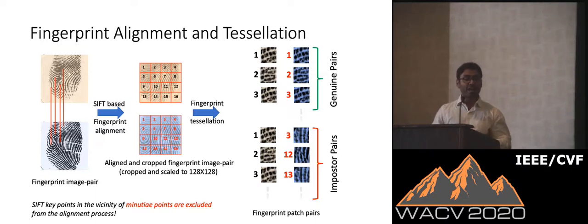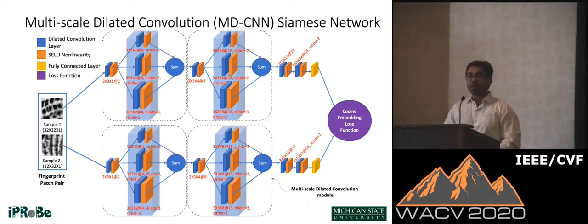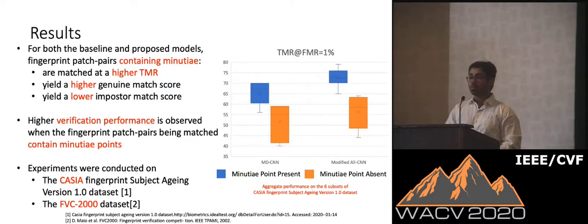These fingerprint patch pairs are then used to train the proposed MDCN and CMEs network to perform patch-level fingerprint verification. Now, our experimental results show that for both baseline and proposed models, fingerprint patch pairs that contain minutia points are matched at a higher true match rate, yield a higher genuine match score, and a lower imposter match score. So in essence, higher verification performance is observed whenever the patch pairs being matched contain minutia points.